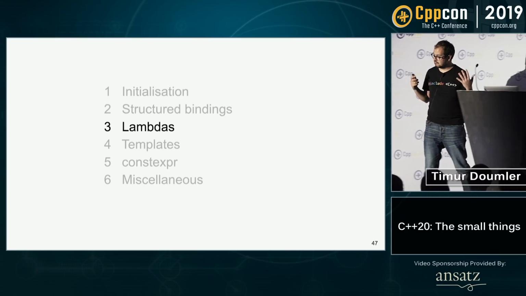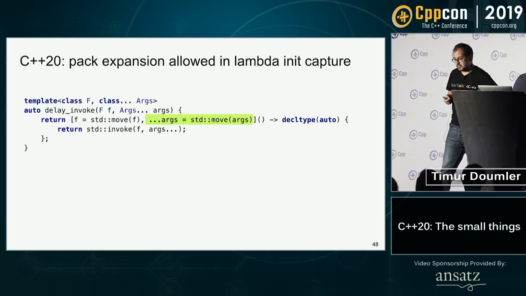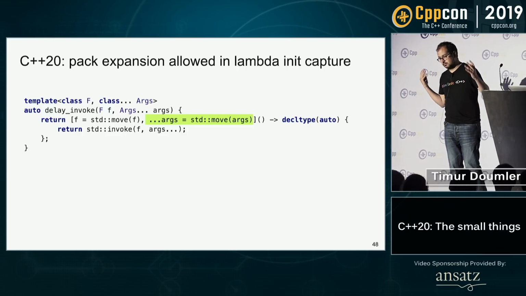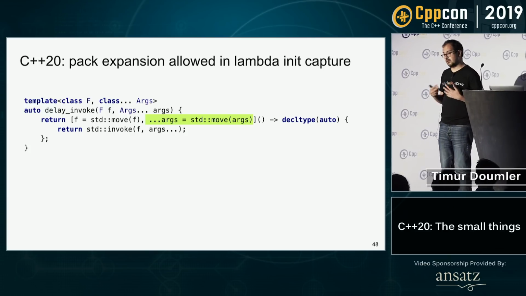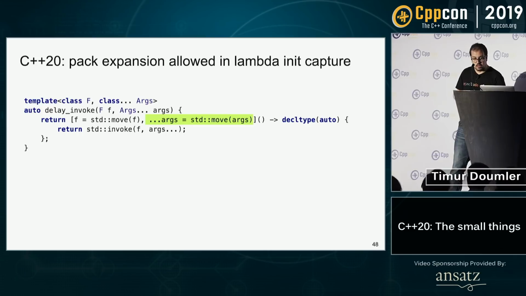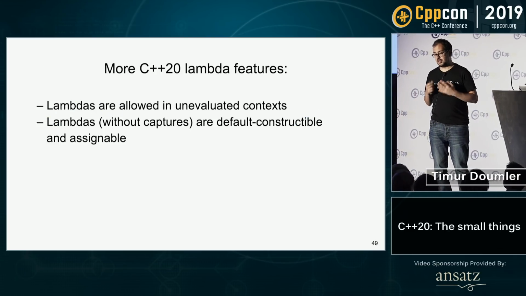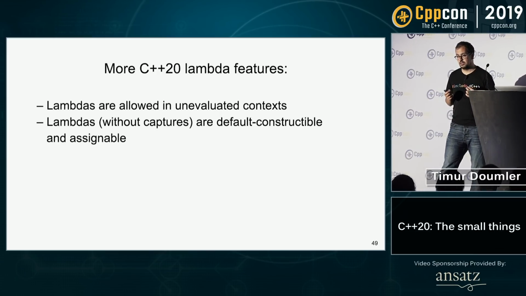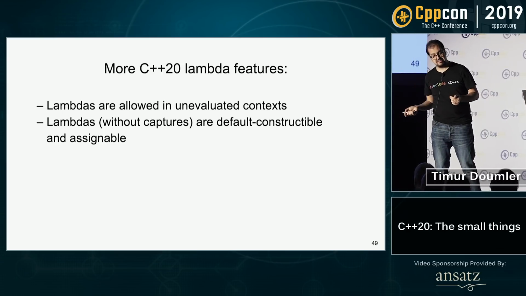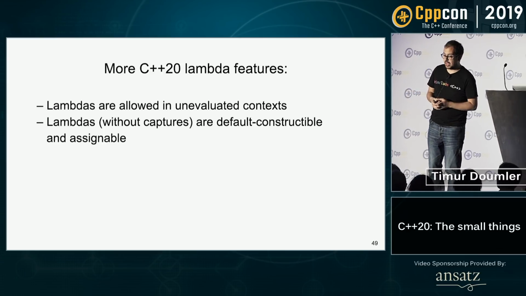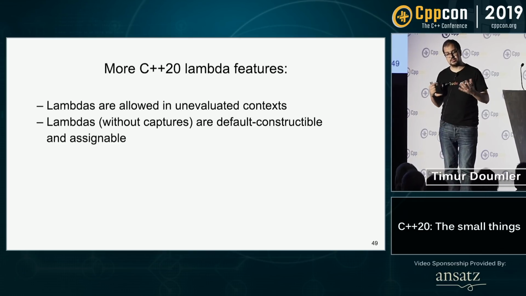Lambdas are more powerful in C++20. One particular feature is that you can now use a pack expansion in a lambda init capture, which is very useful when you do generic code with variadic templates. But the two features that I'm really a big fan of are these two. In C++20, lambdas are allowed in unevaluated contexts, things like decltype, right? And stateless lambdas are default constructible and also assignable, okay?